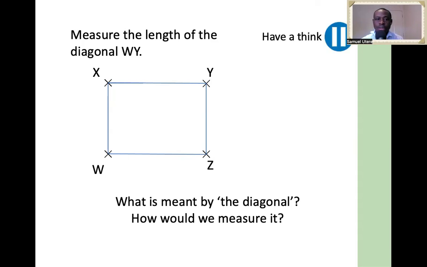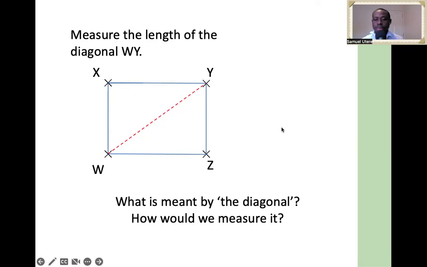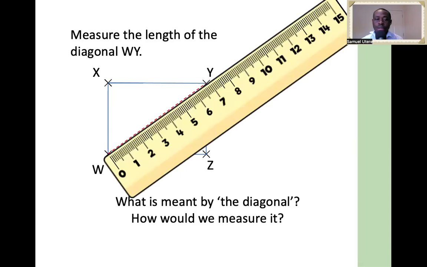So here we have the diagonal. So it could be from W to Y. You could have been asked to measure the diagonal X to Z. Now, to measure it, you simply use your ruler, you position at 0 centimeter, and you mark and measure the other point on the ruler. In this case, our diagonal is 6.8 centimeter.